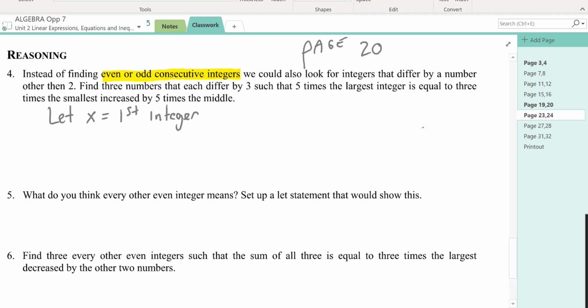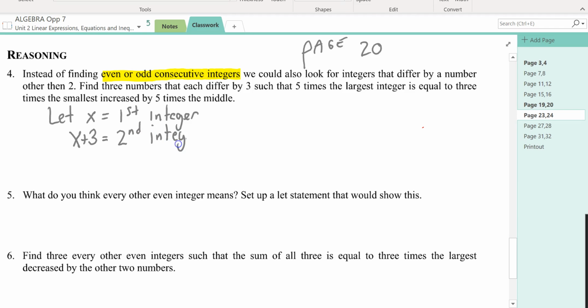Let's think about this way. If I've got 1, what's the next number that's 3 away from it? No, 3 is only 2 away. I'm looking for a number that's 3 away. 3 away from 2? 5. So how do I get from 2 to 5? By adding 3. We add 3.